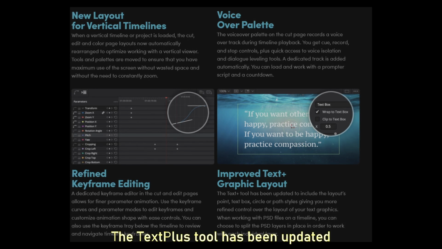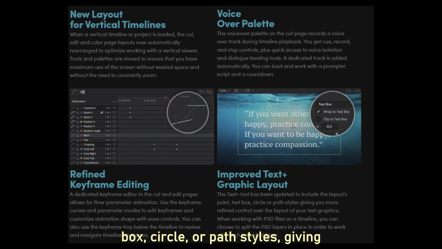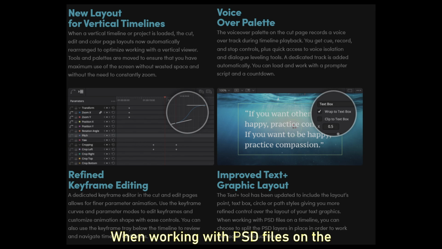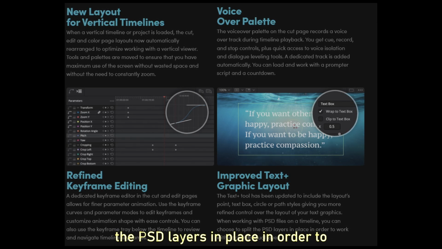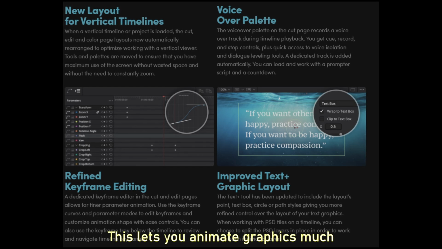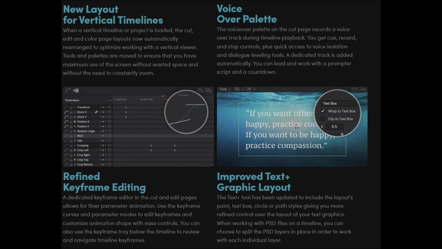The Text Plus tool has been updated to include the layout's point, text box, circle, or path styles, giving you more refined control over the layout of your text graphics. When working with PSD files on a timeline, you can choose to split the PSD layers in place in order to work with each individual layer. This lets you animate graphics much easier, as the layers can be separated into, for instance, background and foreground.